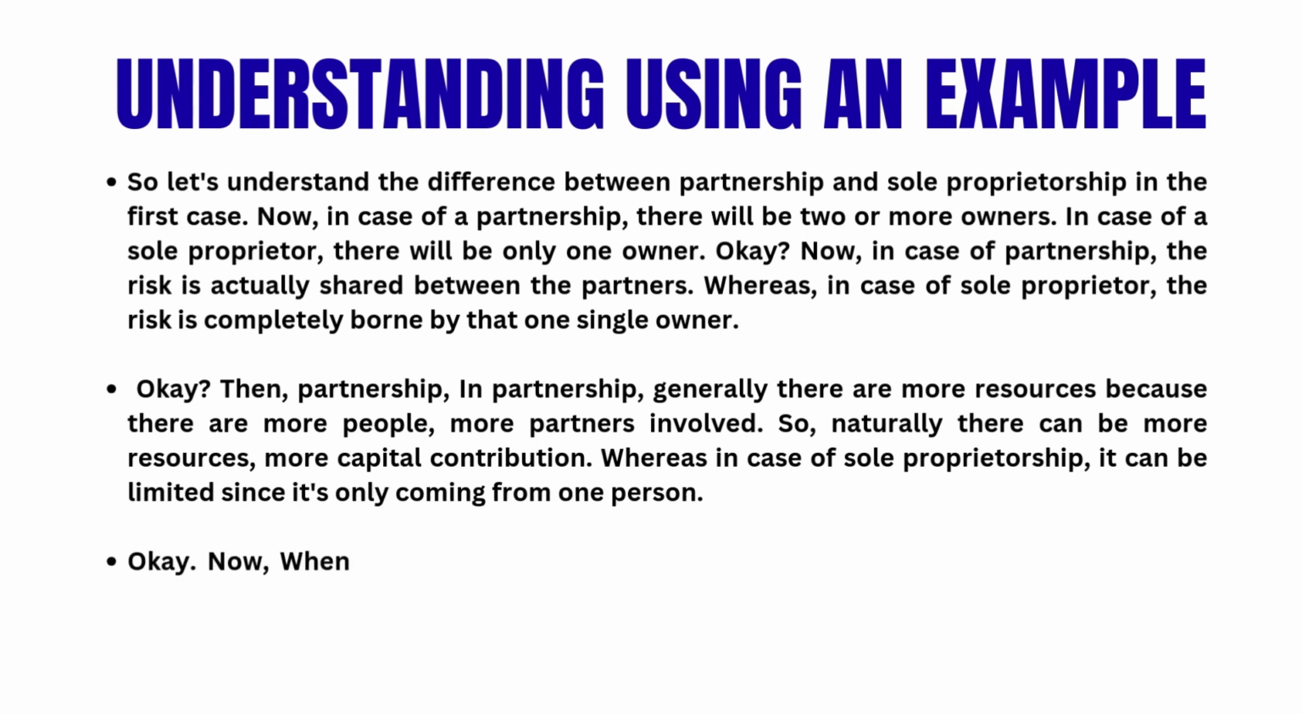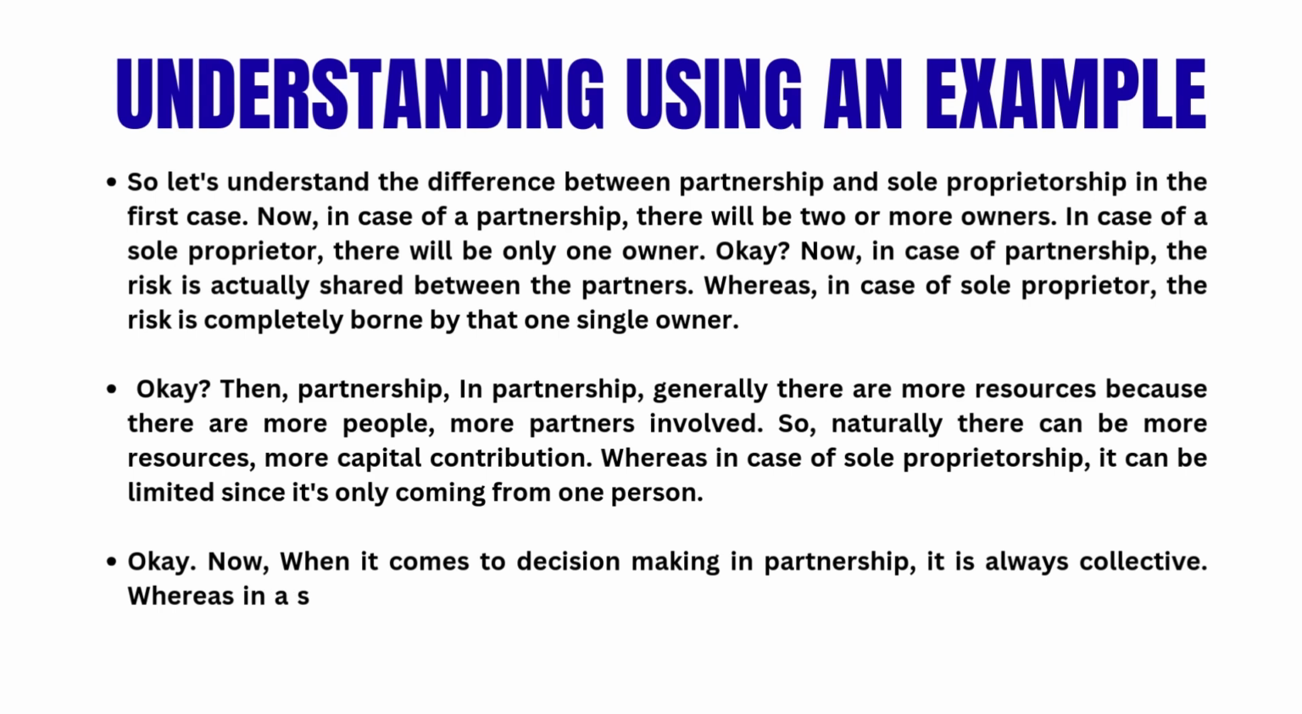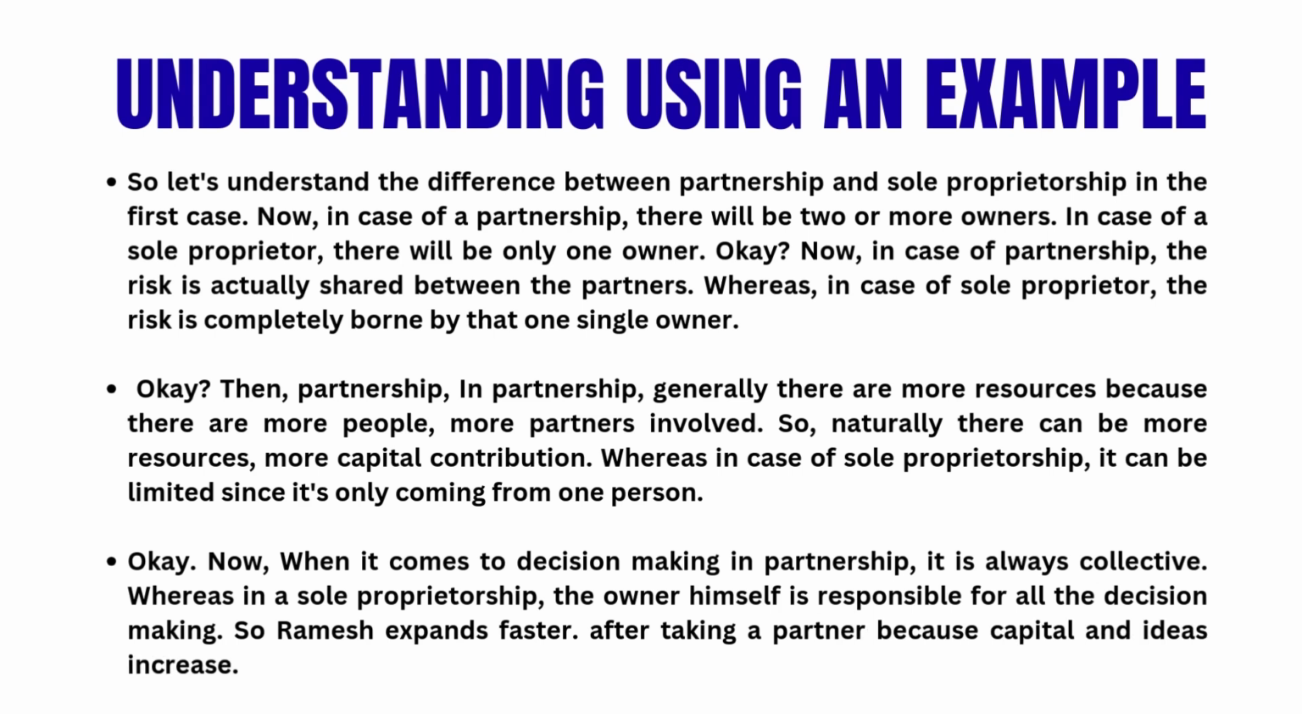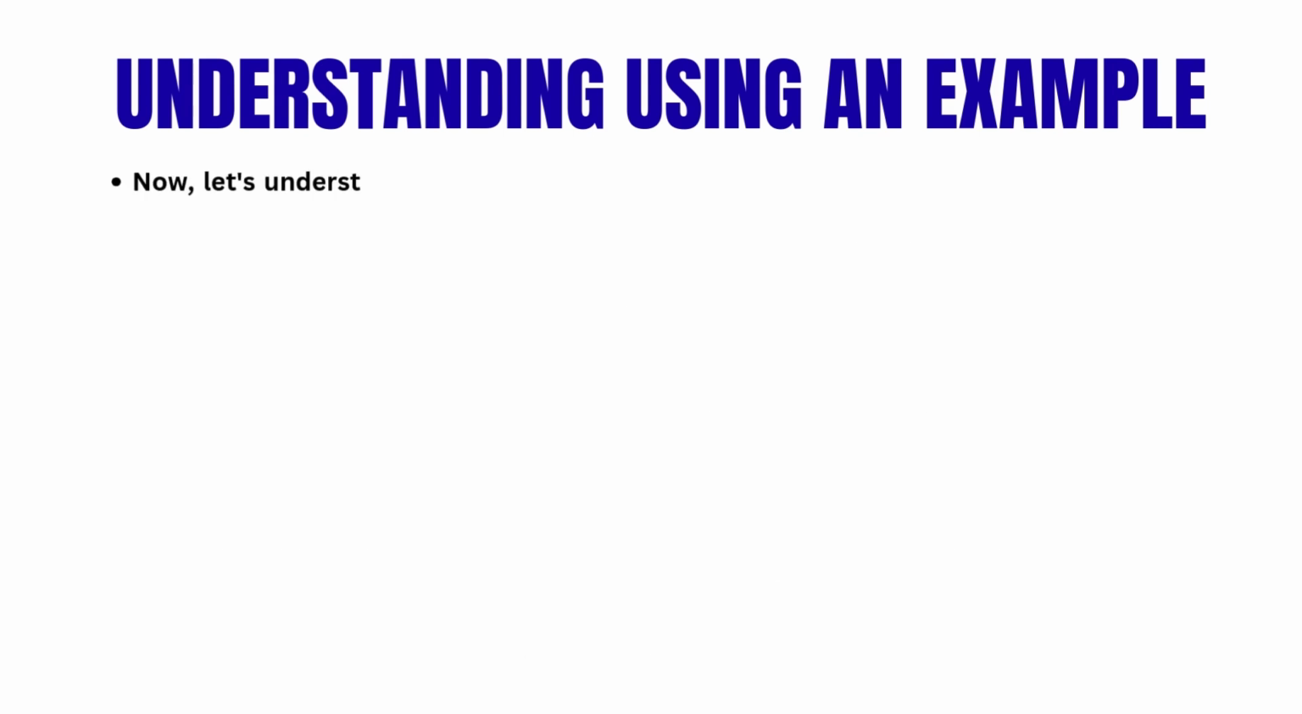When it comes to decision making, in partnership it is always collective, whereas in a sole proprietorship, the owner himself is responsible for all the decision making. So Ramesh expands faster after taking a partner because capital and ideas increase. This is the benefit of partnership. Now let's understand the difference between partnership and a joint stock company.